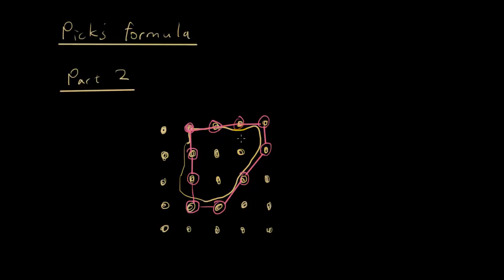So what is the area of this shape? Well, let's write down the formula first. The formula is A equals I plus B divided by 2 minus 1. What's I? I is the number of dots inside the shape. So I is 1, 2, 3, 3 dots inside the shape.